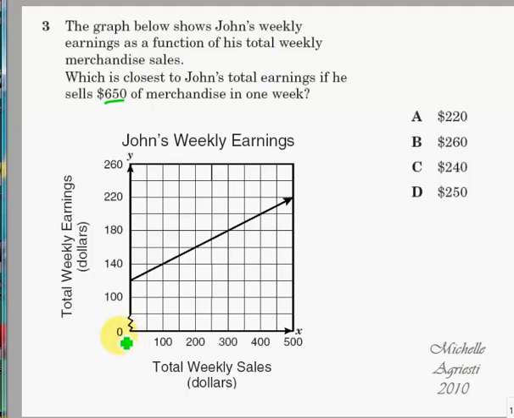So when John has no sales and his weekly sales is then 0, you can see that he gets $120. This is our initial point. So this is a straight line, so we know it's going to be in the form y equals mx plus b. And we know that b is the y-intercept, so that's 120, so we can go ahead and put that in.